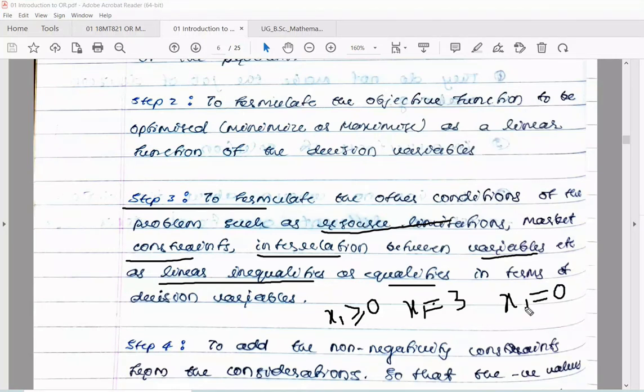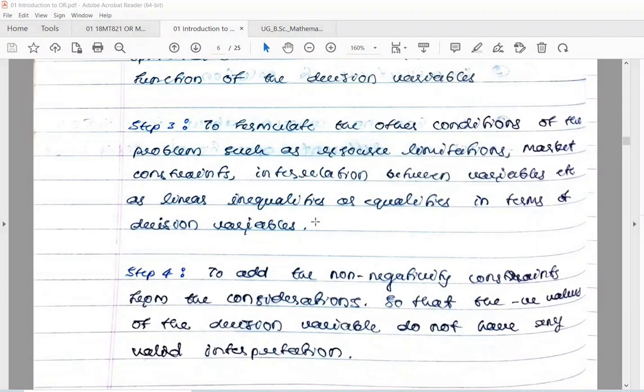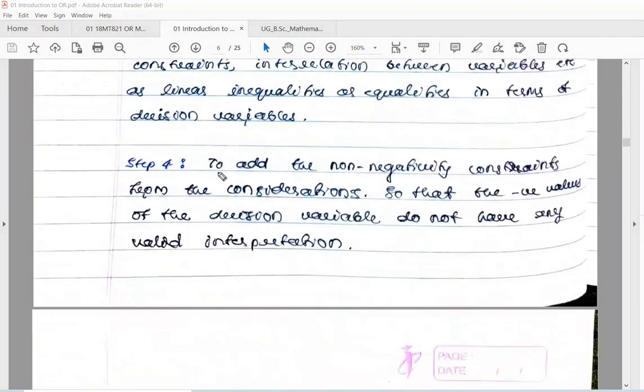What type of decision you are going to consider should also be defined in the conditions. Then you will get a better solution. If not, it is quite difficult to get a better solution. Later you can add all those non-negativity constraints. Whatever decision variable you use should always be a non-negative value. Otherwise it doesn't have any valid interpretation. Keep that in your mind.